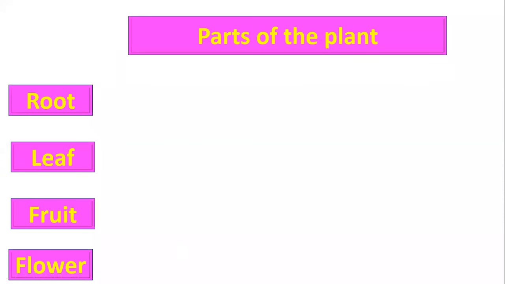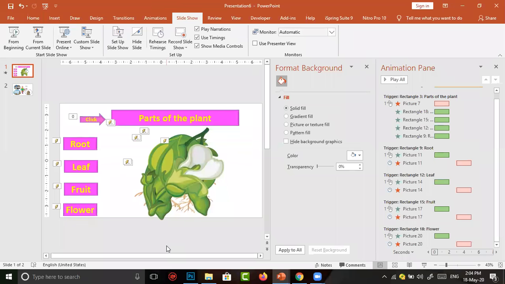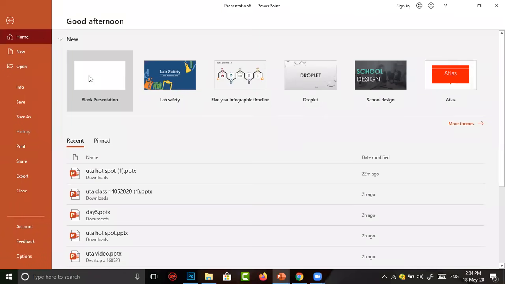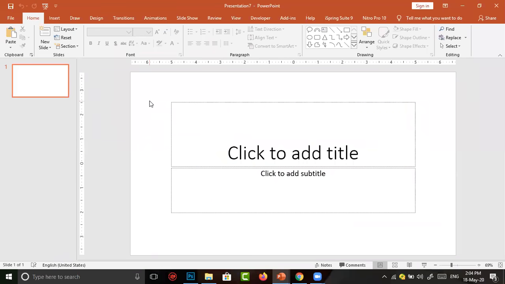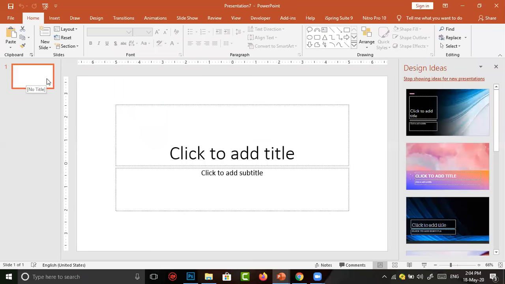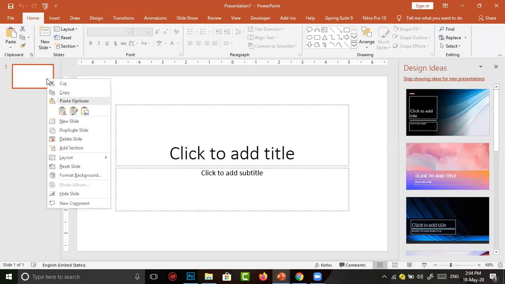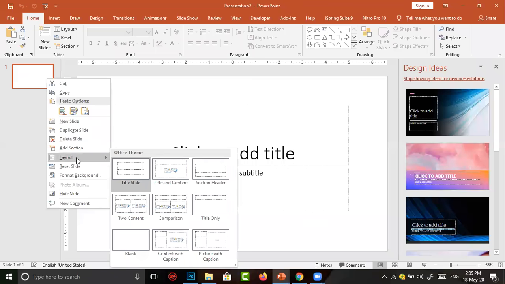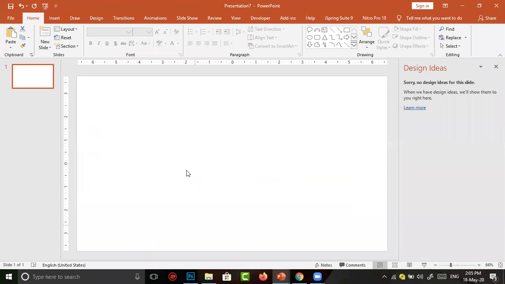Now we are going to create a content, this one. Now I'm going to open a new presentation. We have already mentioned many times, if we want to work with the animation, the stage should be blank. I click on my slide on the left side, then right click, then move to layout. In layout, I select a blank one. So now my stage is empty.